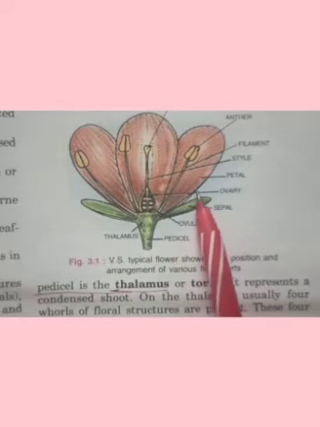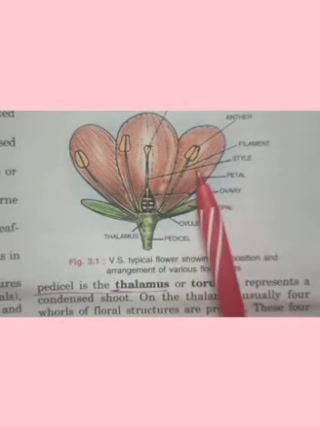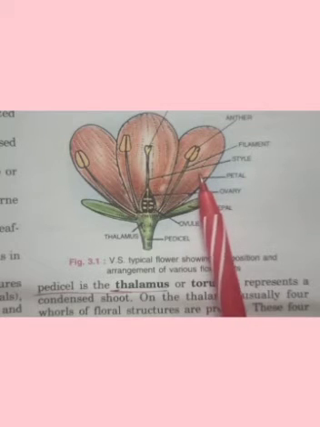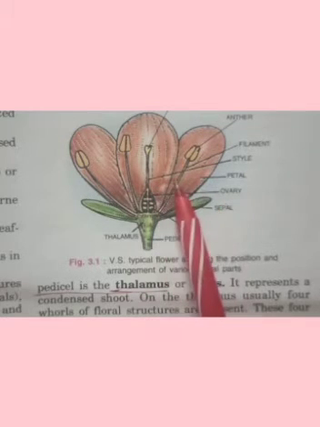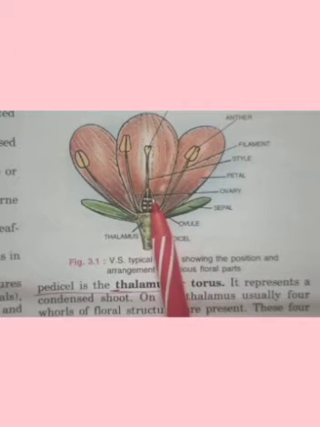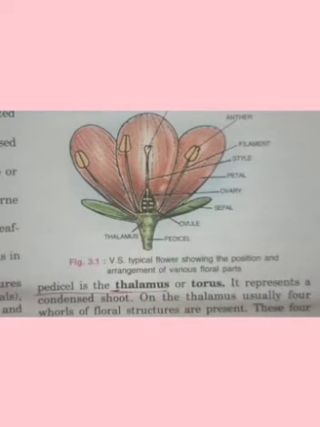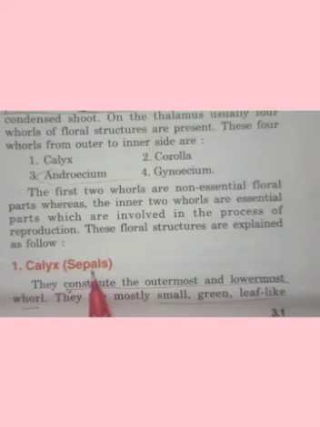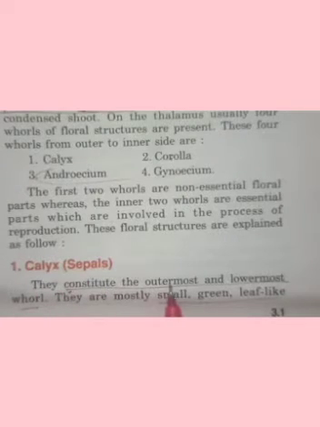These calyx and corolla, that is your sepals and petals, are non-essential parts of the flower, while your androecium and gynoecium are essential parts of the flower. Now these calyx or sepals constitute the outermost and lowermost whorl, and they are mostly what? Small, green and leaf-like structures.